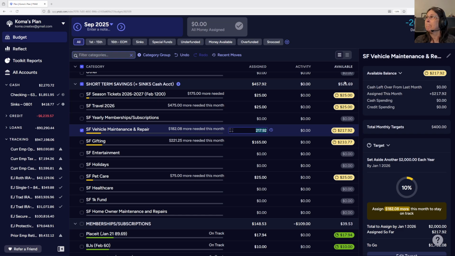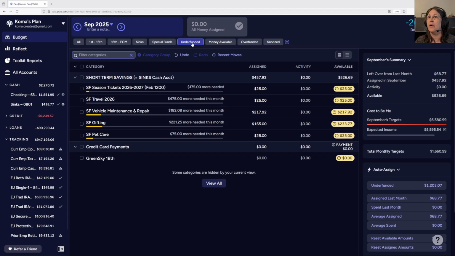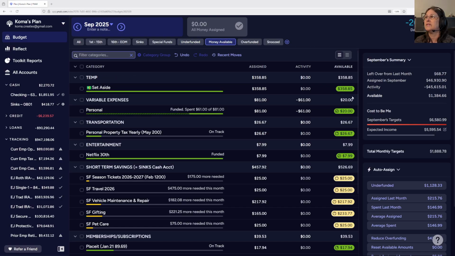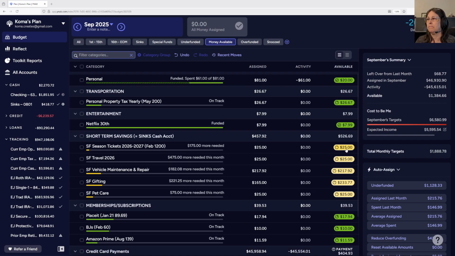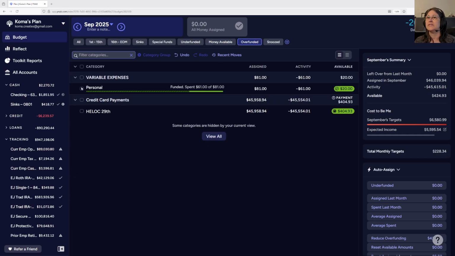Okay, that should pretty much be it for today. There's no one, all of these underfunded, I already know that they're underfunded. I just don't have the funds to put in there right now. Money available, this is all the money that I've set aside to pay for something. And as you can see, it's just what's in the budget for spending, right? Yep. Overfunded, I do think I have some, personal.